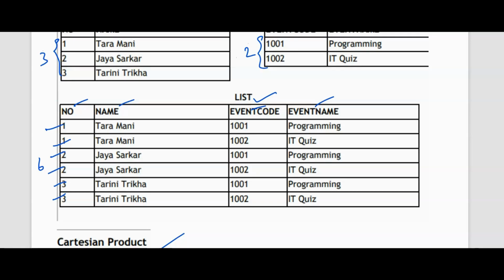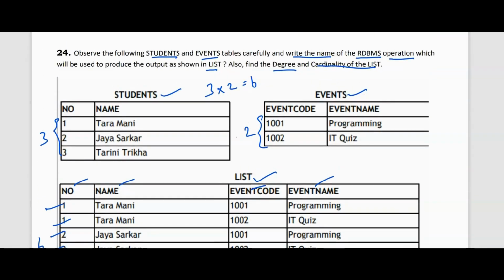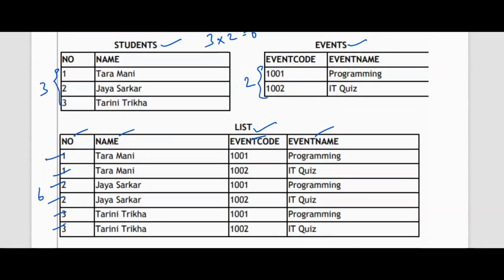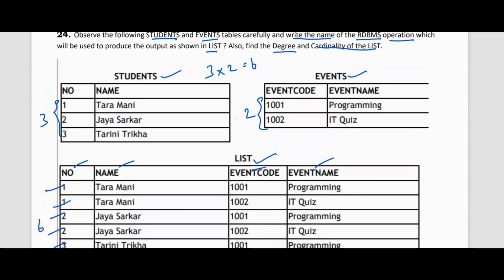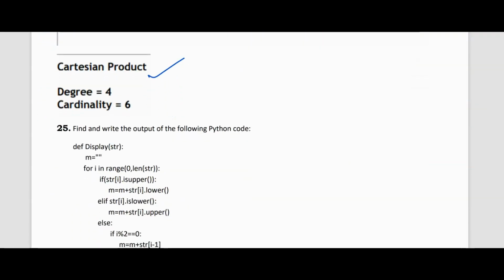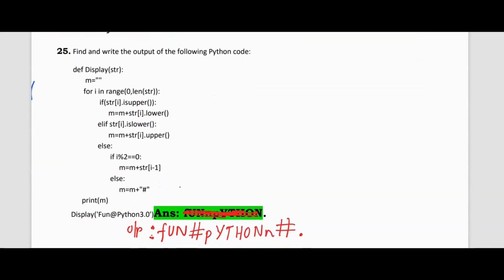So the name of the RDBMS operation used to produce the output as shown in the list is Cartesian product, and they are asking you to find the degree and the cardinality of the list. So the degree is equal to 4, that means the number of columns, 1, 2, 3 and 4. And the cardinality is 6 here. The total number of rows is your cardinality. Hope you all understood. So let us move on to the next question.